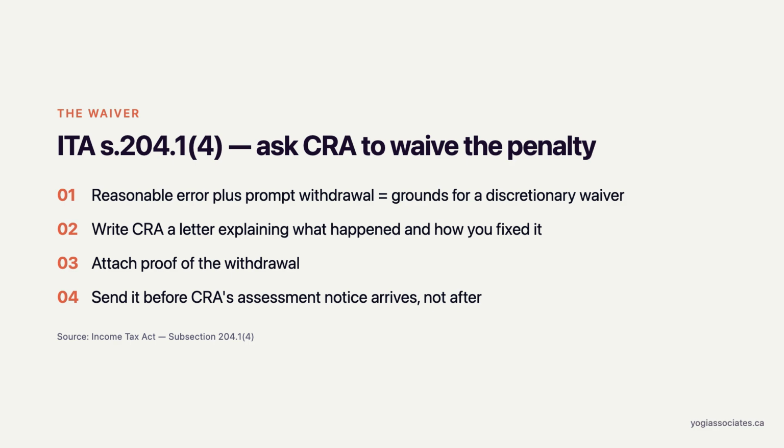You write a letter to CRA, explain what happened, attach proof of the withdrawal, and ask for the relief. The waiver isn't automatic, it's discretionary, but the request lands much better when it arrives before CRA's assessment notice does.